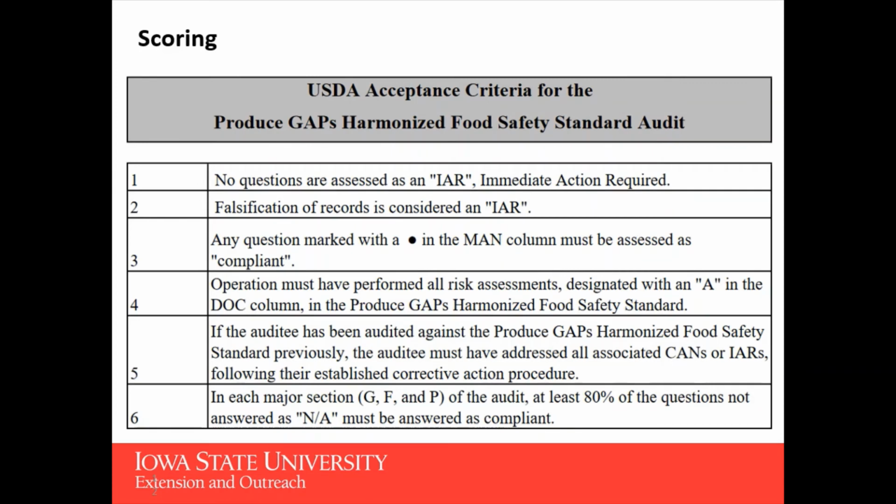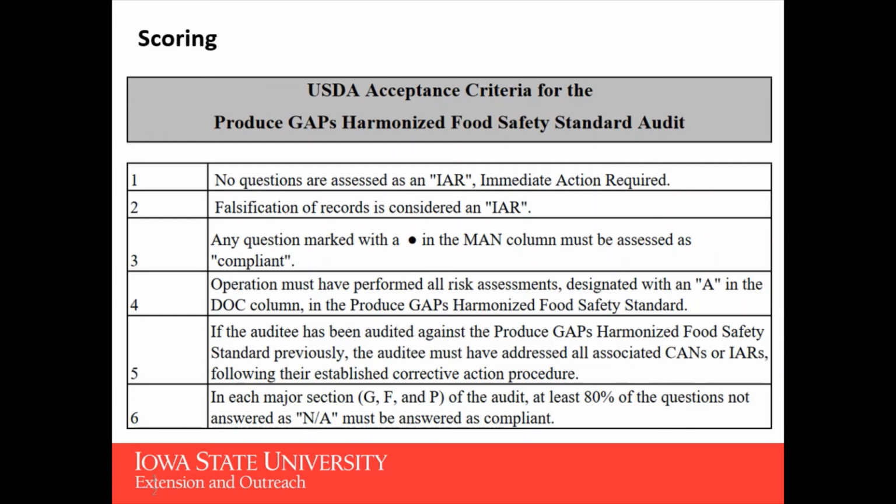For the USDA Harmonized GAP audit, an operation will pass their audit if they meet these 6 items. First, no questions can be assessed IAR. Second, any falsification of records is considered an IAR. Third, any question marked as mandatory needs to be assessed as compliant.